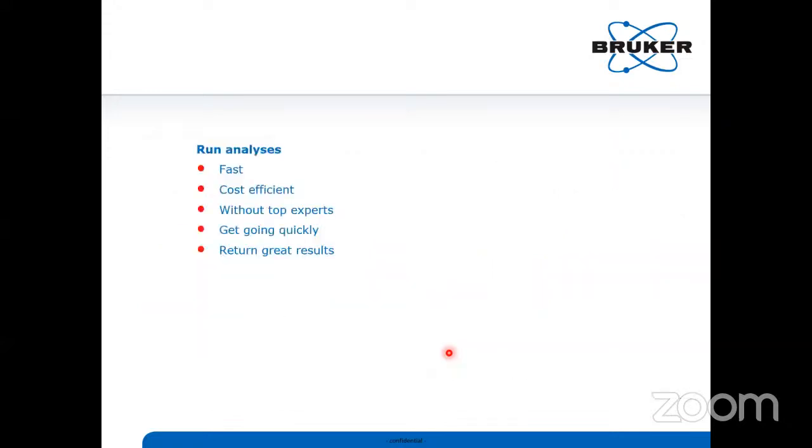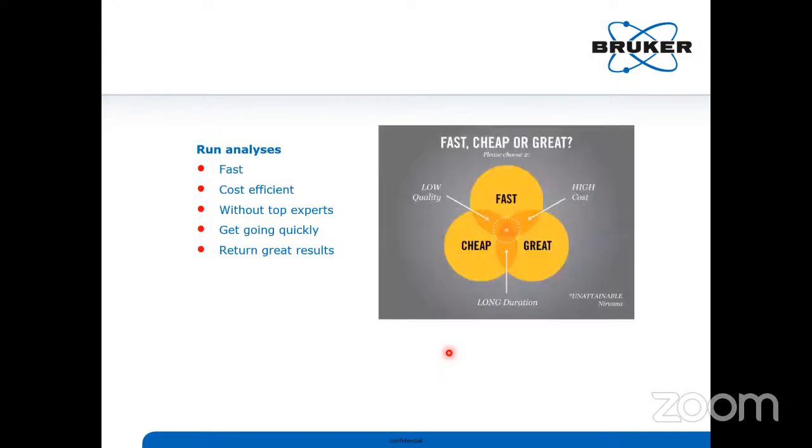What should an ideal mass spec have? Normally, in a commercial way, we will say it should have very fast identification. At the same time, it should have a little lower cost, and you should get very good quality data.